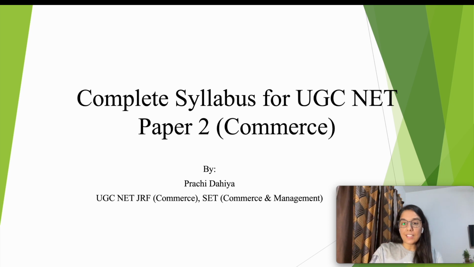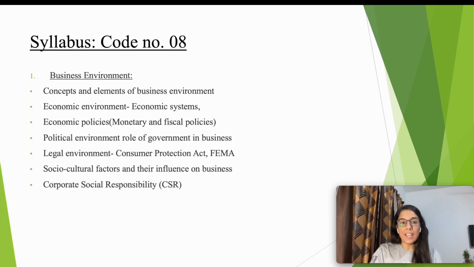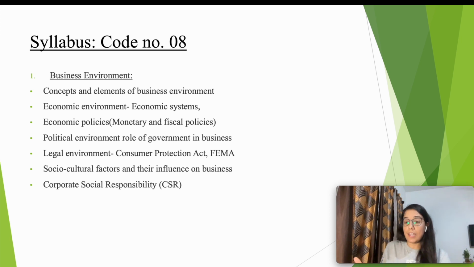Starting with the first subject, which is business environment. In business environment you have concepts and elements of business environment, economic system, then economic policies, monetary and fiscal policy. They can ask who frames the fiscal policy. That is framed by the government and is regarding revenue and expenditure, the budget. Whereas monetary policies are framed by the RBI, and that is related to the circulation of money in the economy.